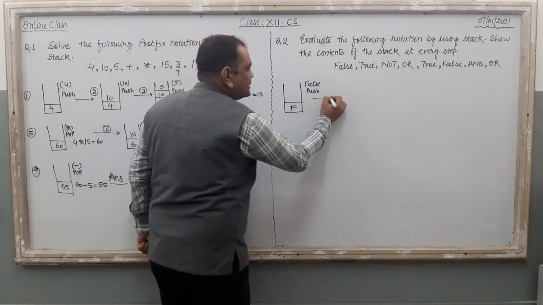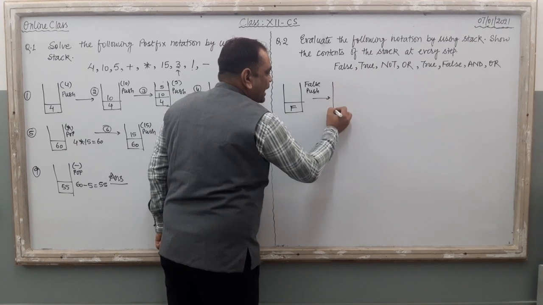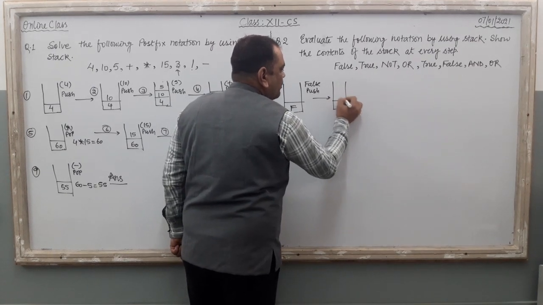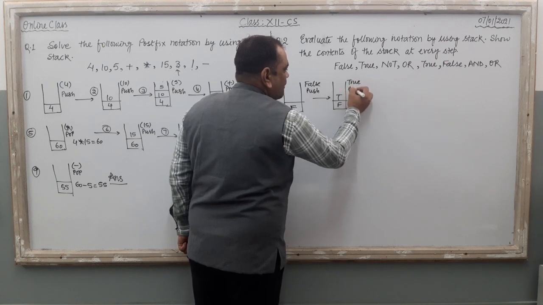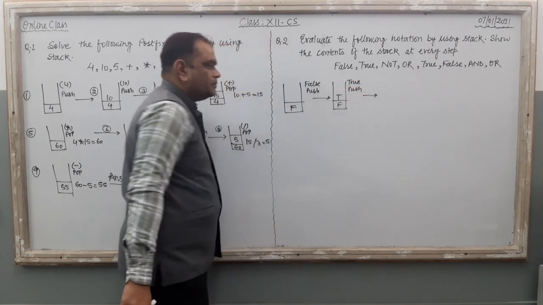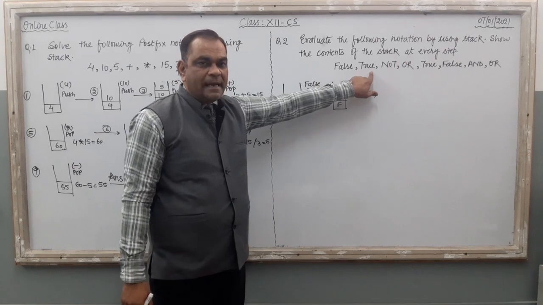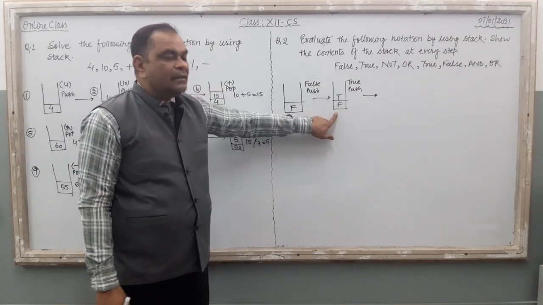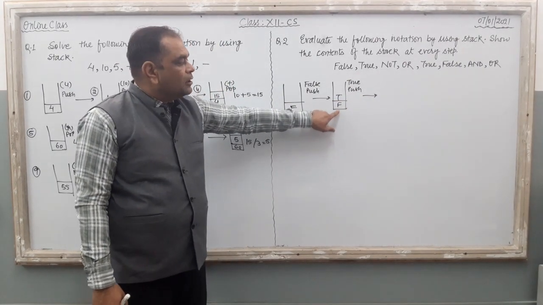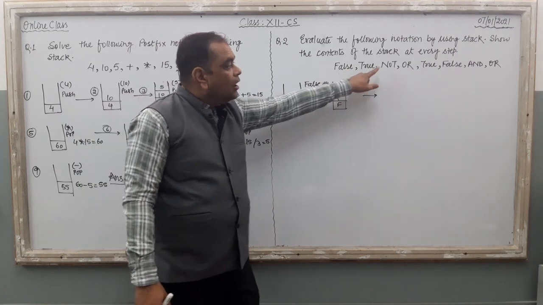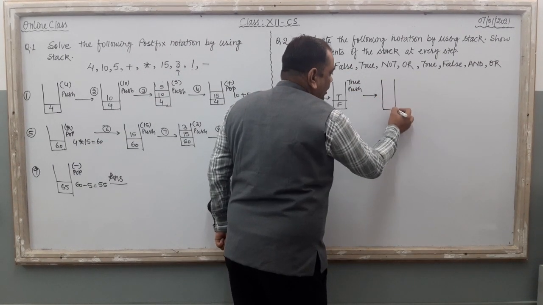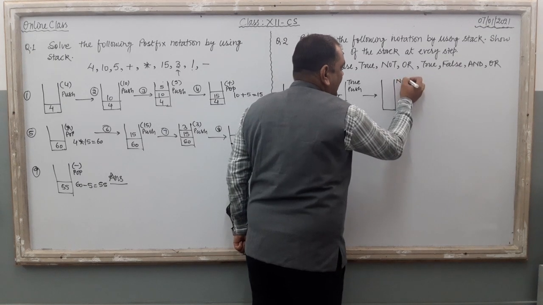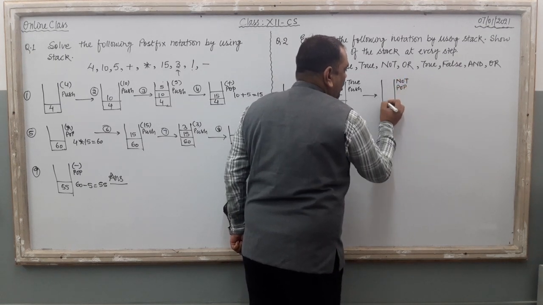Now the second step, again just see, it is true. Again operand means what? You have to put this true inside the stack by using the push operation. Right? So these first two steps, and then just see the stack implementation. False, true. Then the not operator is there. Not is an operator. So just write not and then pop.